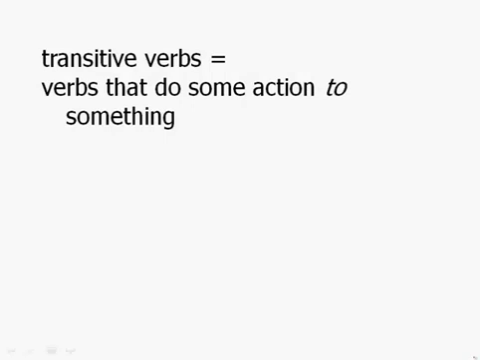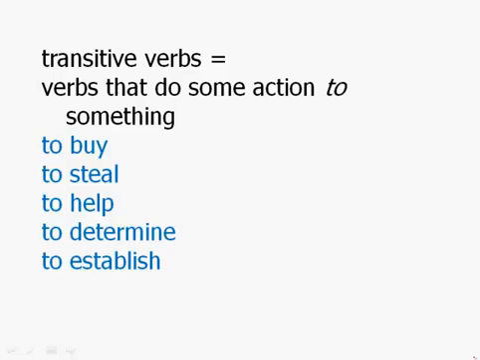Transitive verbs are verbs that do some action to something. These are verbs that take a direct object. So for example, you can buy something, you can steal something, you can help someone, you can determine something, you can establish something. These are transitive verbs. They take a direct object.